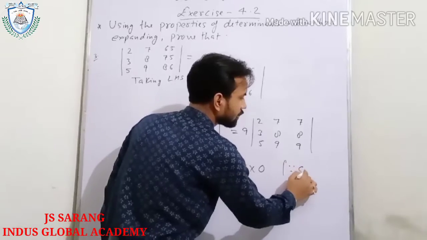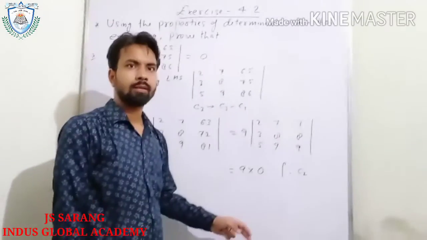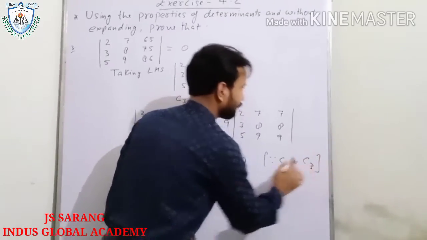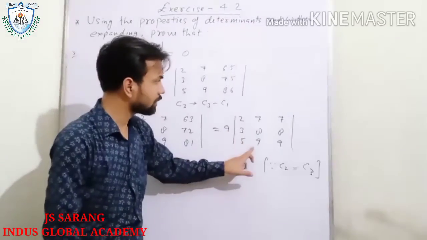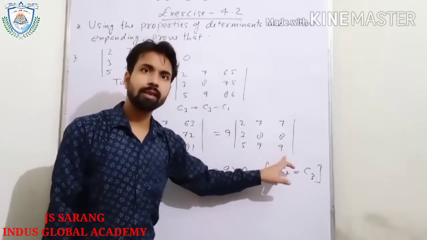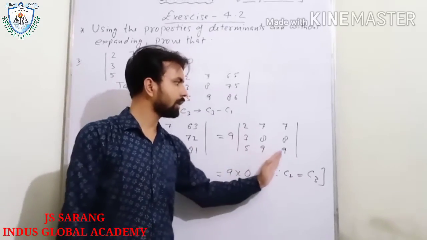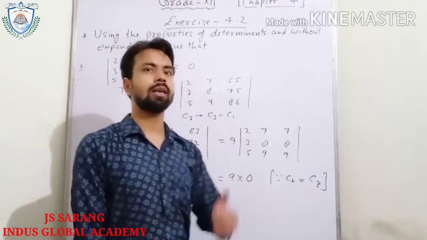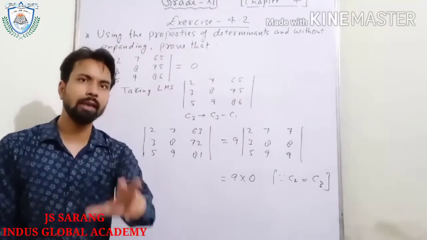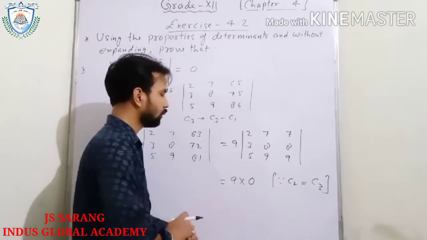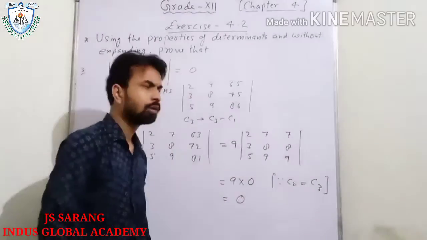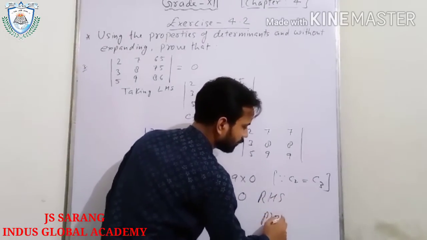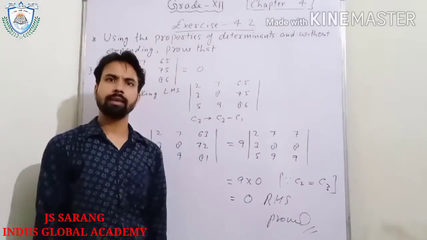Reason: since C2 equal to C3. Hope it is clear to everyone. Here all the elements of C2 and C3 are the same, so we can say that C2 and C3 both are identical. We know that if two rows or two columns of a determinant are identical, then the value of the whole determinant will be 0. So 9 into 0 gives you 0. And 0 is our right hand side. So hence it is proved. Is it clear to everyone?